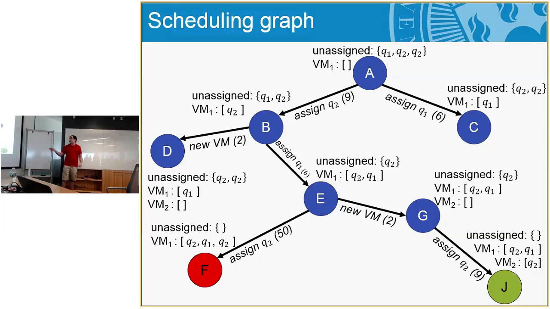So by using the A-star algorithm, we'll find the path A, B, E, G, J, which is great because it represents the lowest possible path from our start node to a goal vertex. Once we're at a goal vertex, we now have our entire workload assignment strategy. We know, all right, we need 2 VMs. We're going to run Q2 and then Q1 on the first one, and just Q2 on the second one.